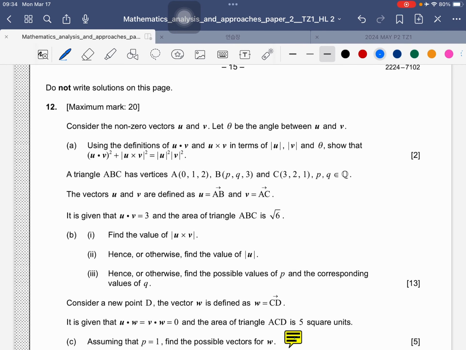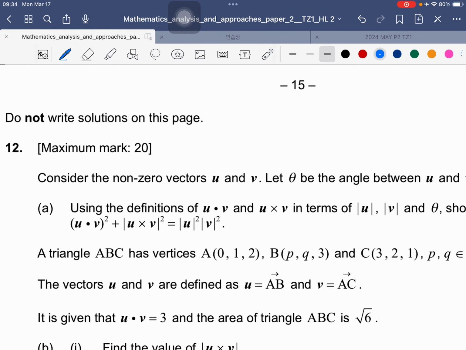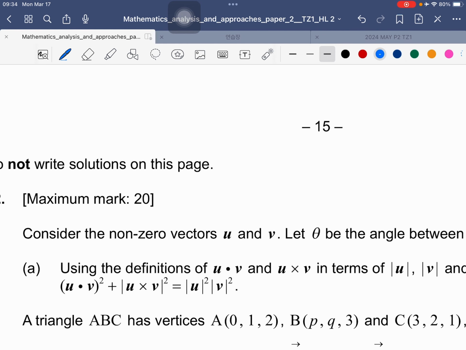Okay, question number 12. Consider non-zero vectors u and v. Let theta be the angle between u and v. Using the definition of the scalar product and the cross product of two vectors in terms of the magnitude of u, the magnitude of v, and theta, show that this equation is true. So see this equation over here.